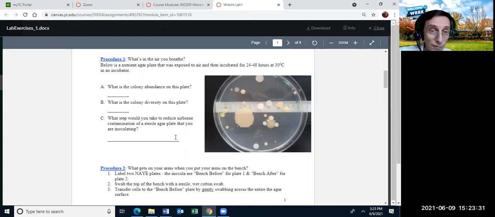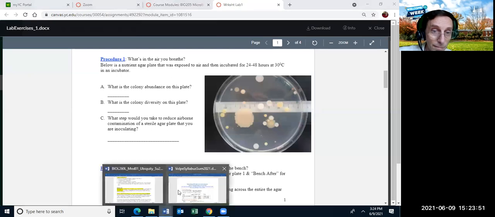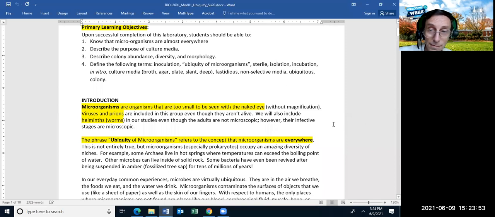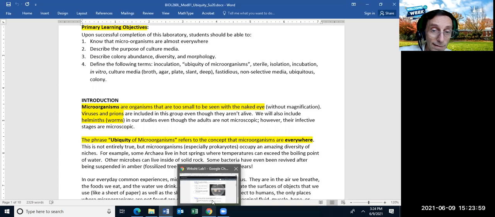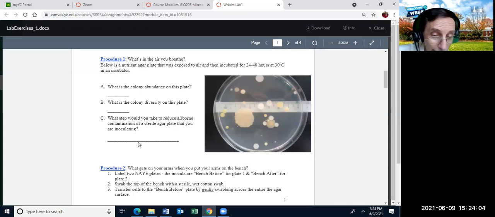What step would you take to reduce airborne contamination of a sterile agar plate that you are inoculating? This one you have to think about, but it is mentioned in the lab. So if you don't know the answer, take a look in the lab module for today. Is it here? Yeah, it is here. Okay? And then write in your answers, and then submit your answers. Now, if you're worried, that's why I'm here until 3:45.